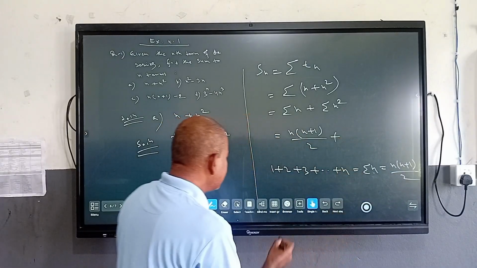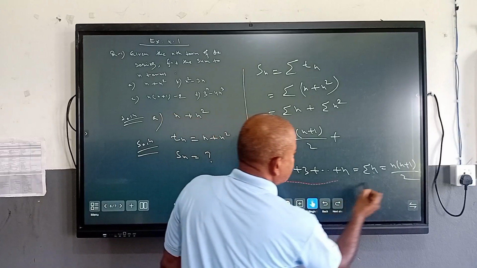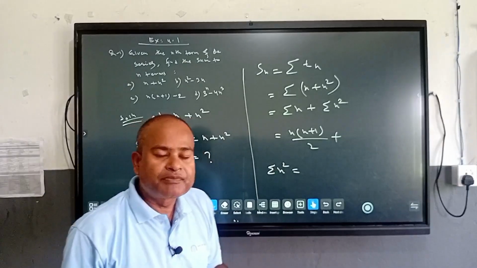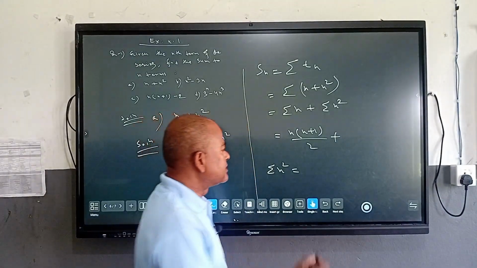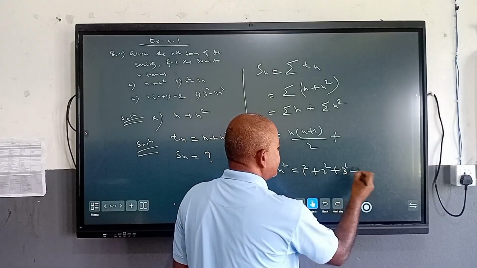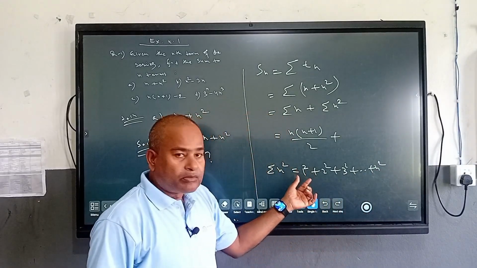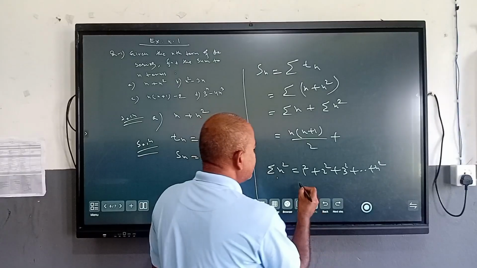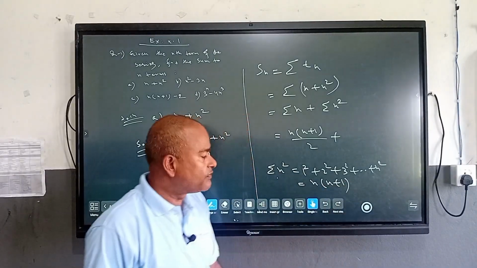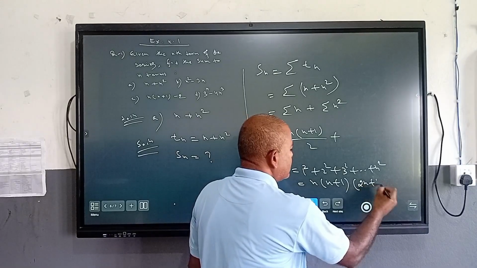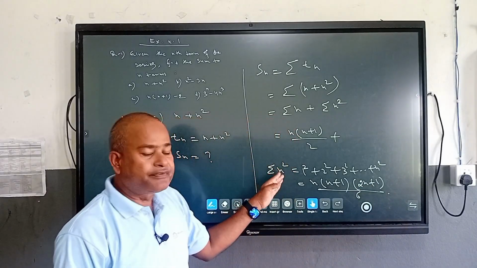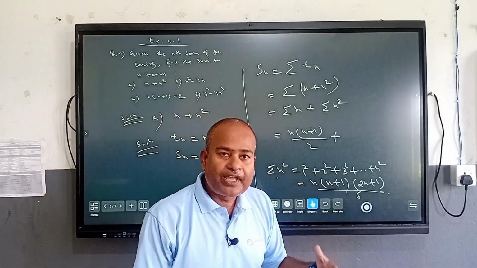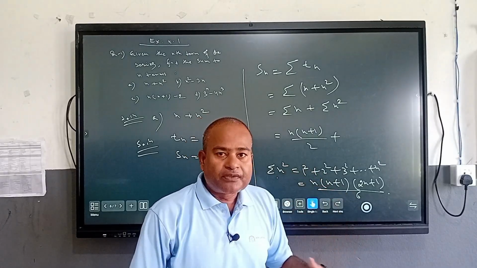Dear students, similarly summation n square represents the sum of the squares of the first n natural numbers, that means 1 square plus 2 square plus 3 square plus up to n square. It is calculated by using the formula n times n plus 1 times 2n plus 1 over 6. The proof of this formula we have already proved in the previous video. If you have not watched, please watch how to find the sum of the squares of the first n natural numbers.